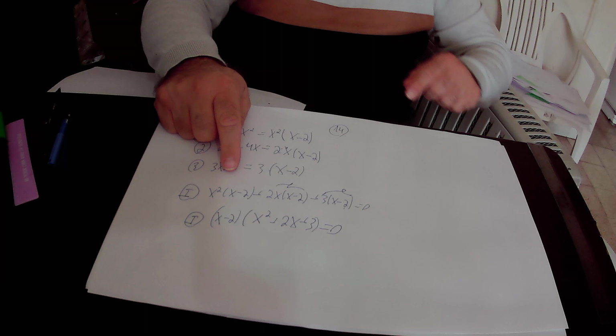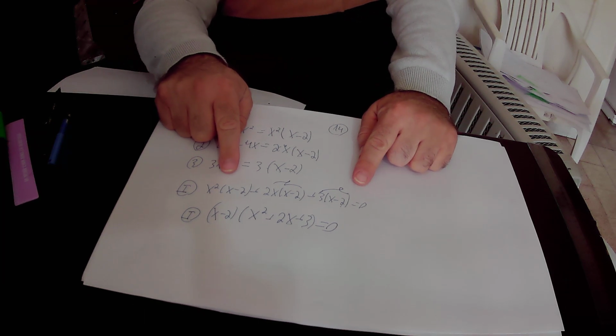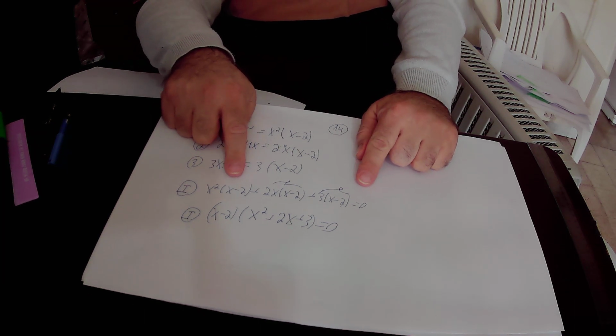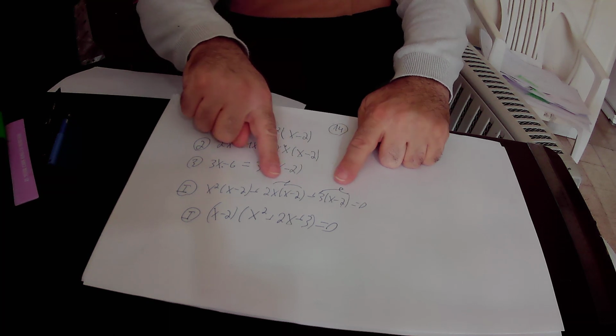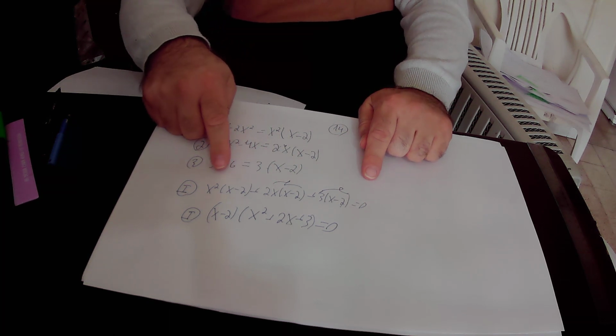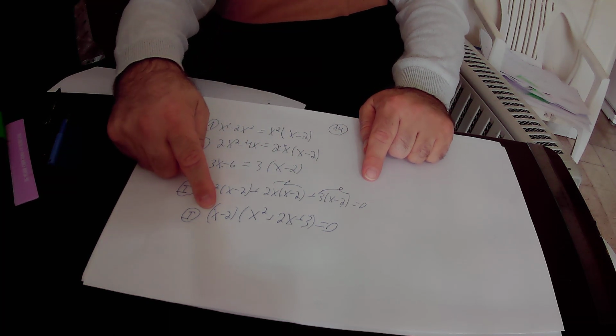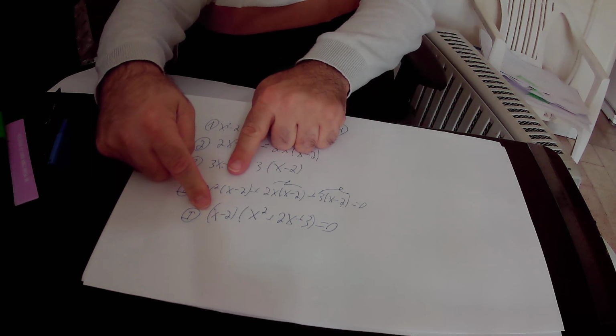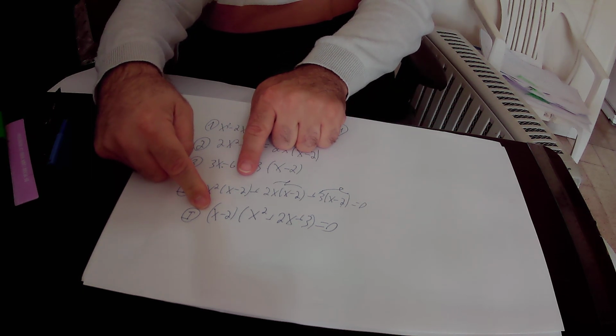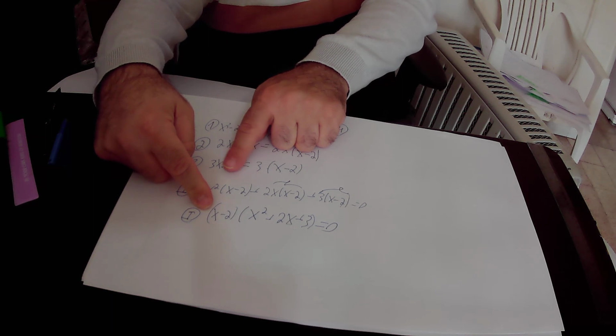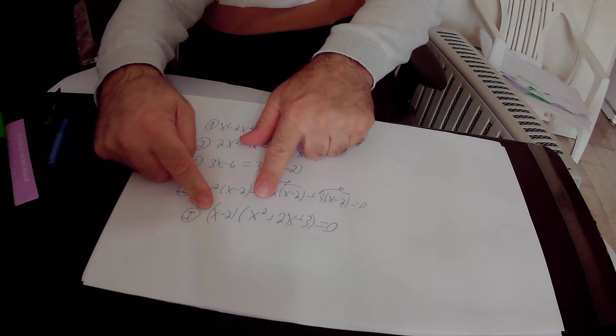And from this expression, equation number 1, we took a common factor x minus 2. So x minus 2 is a common factor. So what is left from x squared times x minus 2 after we took x minus 2 as a common factor? What is left? It is actually x squared.